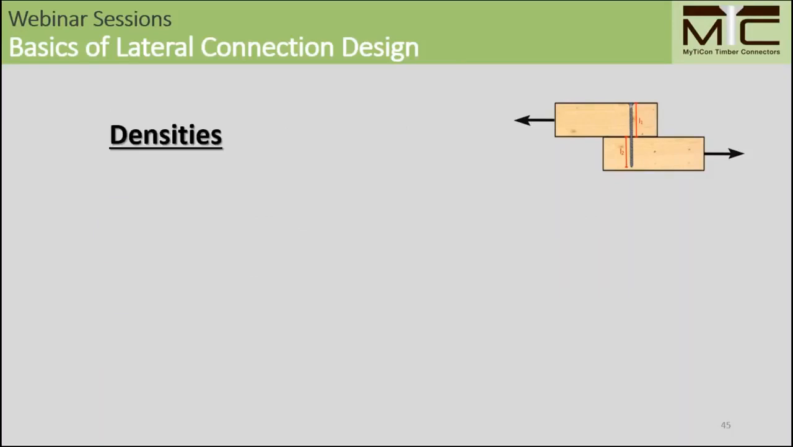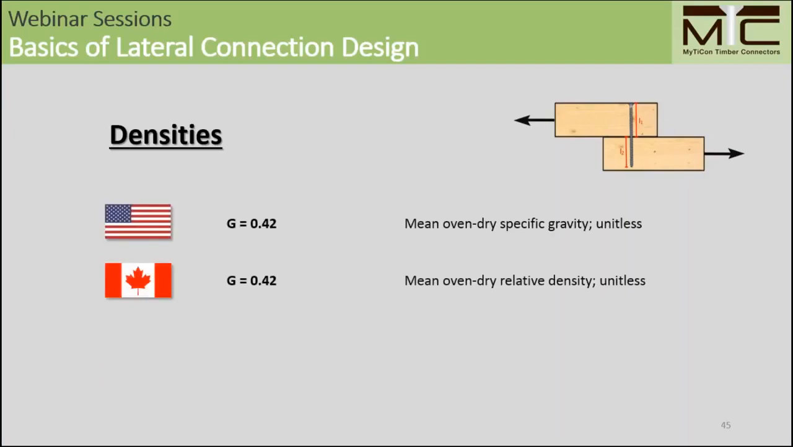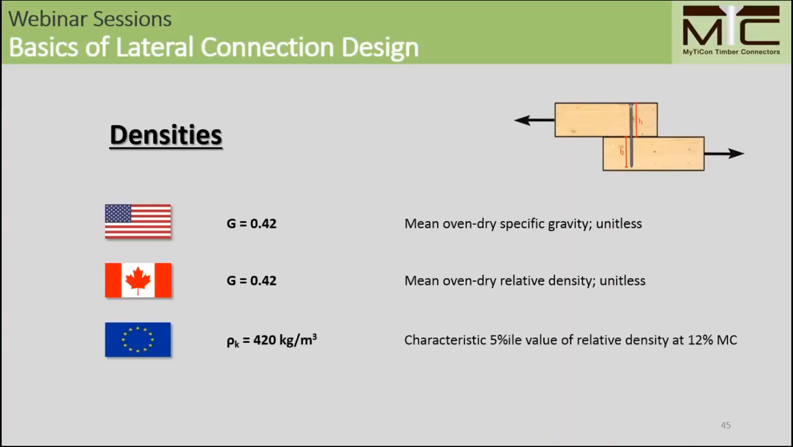There's a couple of different influencing factors that go in the yield limit equations, and the densities are used as a mean oven dry specific gravity in US and Canada, which is a unitless measure of the density. And on the other hand, the EC5 uses a characteristic relative density at a 12% moisture content. So a mean density and a characteristic density is very different, and also the moisture content at 0% and 12%, we will see different volumes here in the wood. So this is different between Europe and North America.